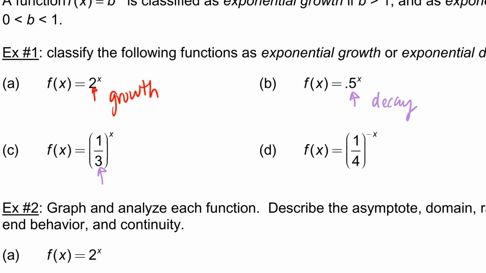I have a base that's between 0 and 1, so this is going to be decay. And then, ooh, this one's weird. If we can just rewrite it, instead of having 1/4 to the negative x, I can flip it to be 4/1 to the x. I get rid of the negative by moving things to the other side of the fraction. So this is literally just going to be 4 to the x, which is going to be growth.